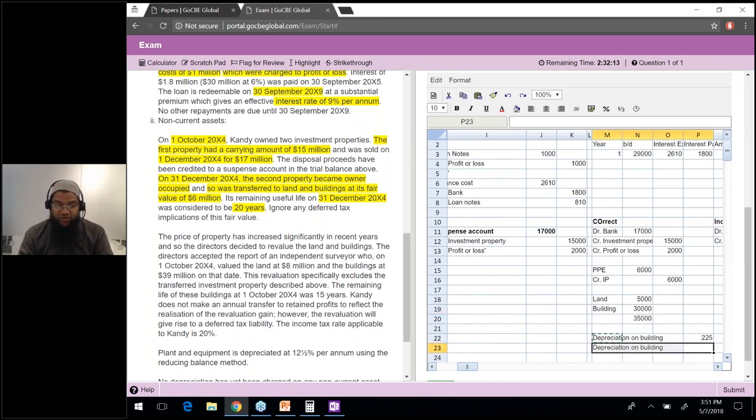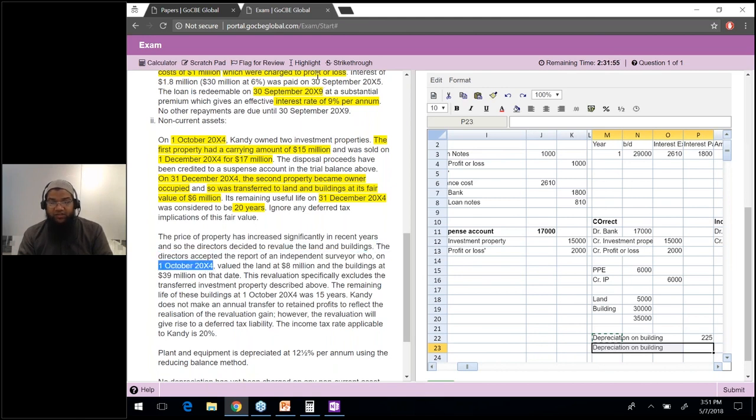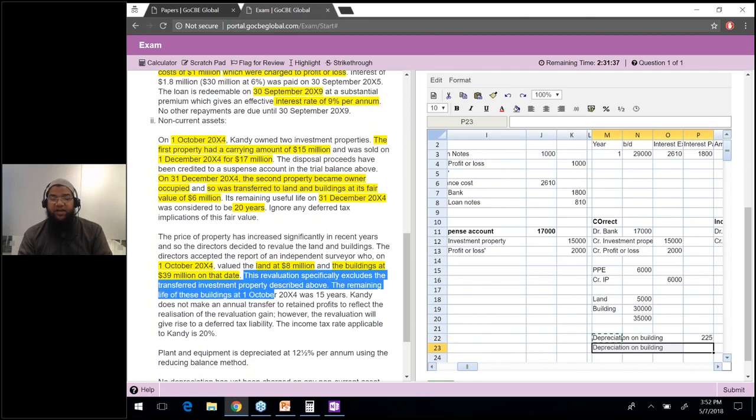So let's read the question further. It says that the price of the property has increased significantly in recent years, and so the directors decided to revalue the land and building. The directors accepted the report of an independent surveyor who, on 1st October 20x4, at the start of the year, valued the land at $8 million and the building at $39 million on that date. So we actually need to revalue the property, plant, and equipment. This revaluation specifically excludes the transferred investment property described above.